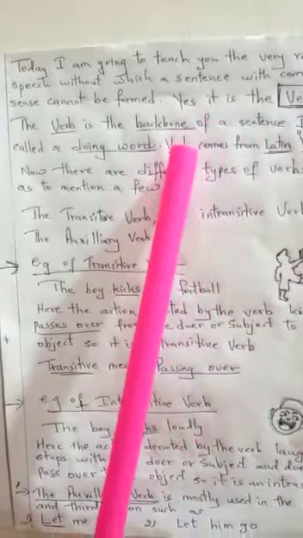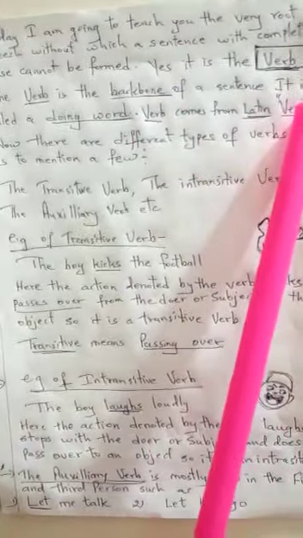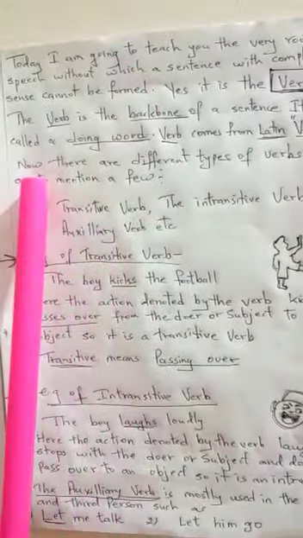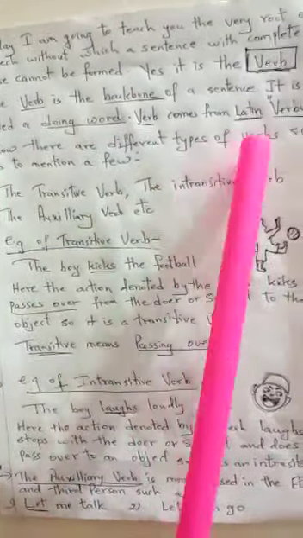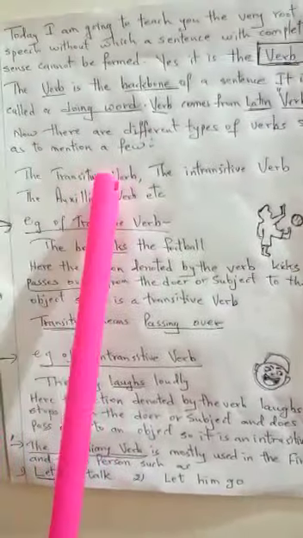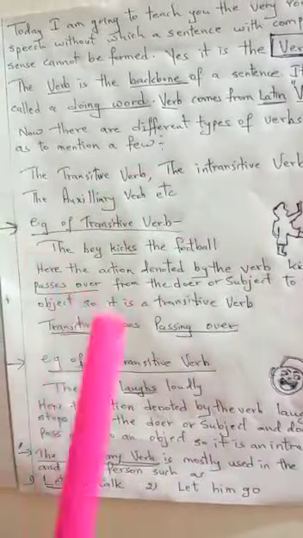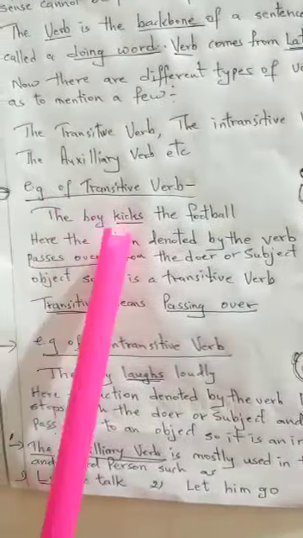You know, the verb has come from the Latin word verbum, which means word. The verb is the backbone of a sentence. It is also called a doing word. Now, there are different kinds of verbs such as, to mention a few, the transitive verb, the intransitive verb, the auxiliary verb, etc. Now, the example of transitive verb is, the boy kicks the football.